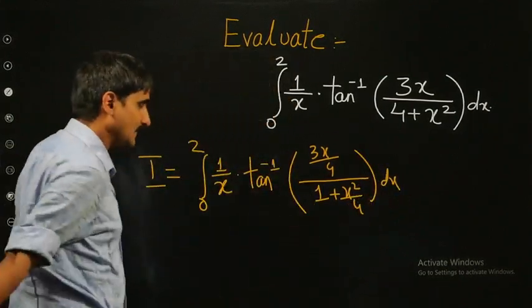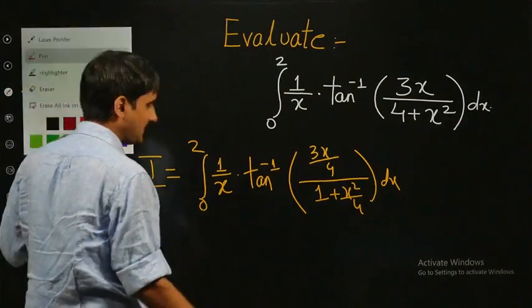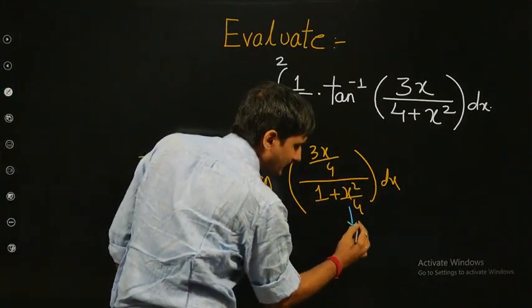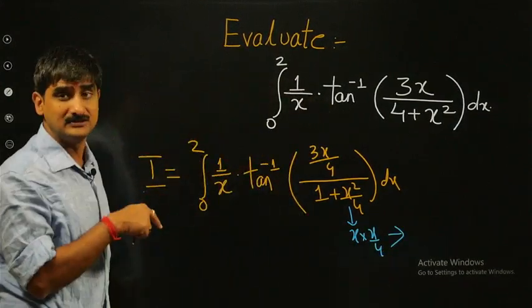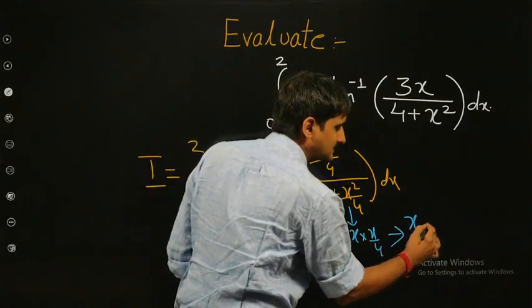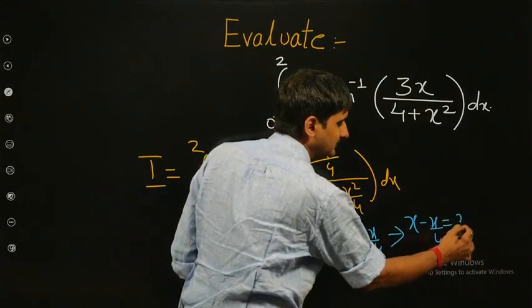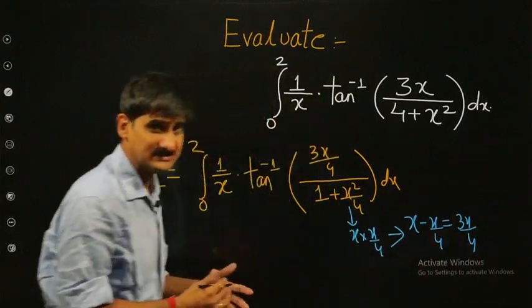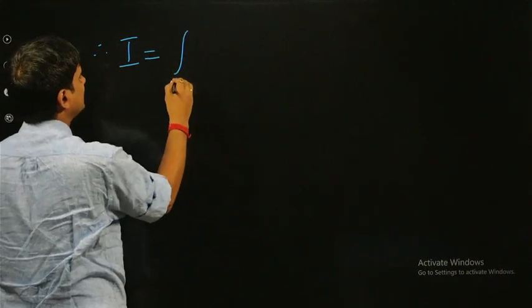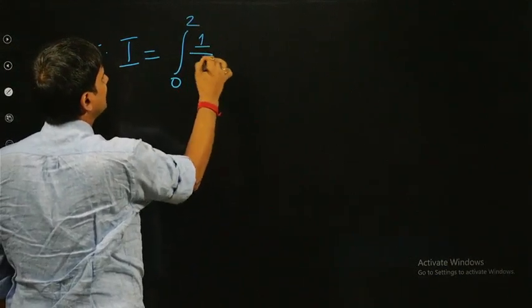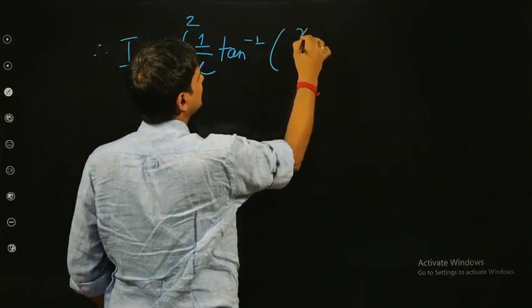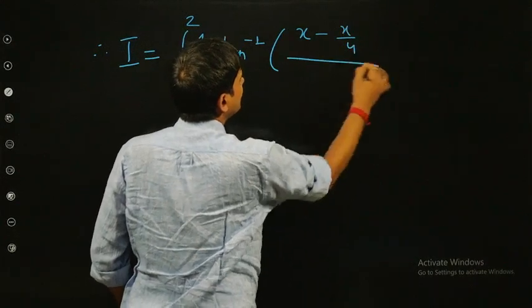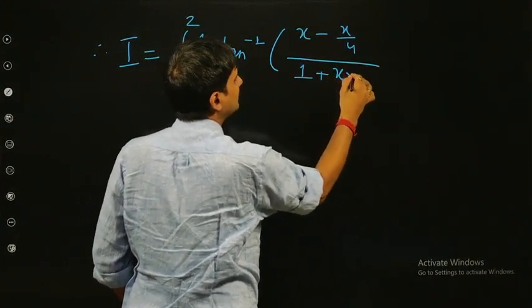Now see, in the denominator I may write x square by 4 as x into x by 4, and when we write its difference, x minus x by 4 is nothing but 3x by 4. So that's it. Therefore I will be writing my integral as integration from 0 to 2, 1 by x tan inverse of, in numerator x minus x by 4, in denominator x into x by 4.